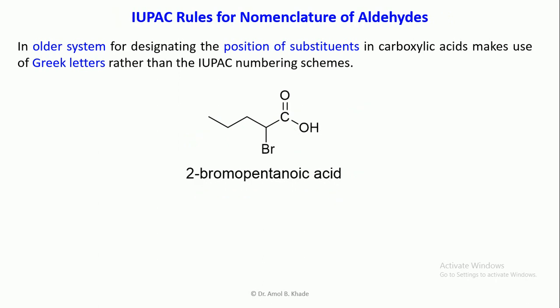So with that, can you name this structure? It is 2-bromopentanoic acid. This is the carboxylic acid carbon, so this carbon will be alpha, this will be beta, and so on. There are no other substituents here, so we are not supposed to write anything else. So how can we write it here? It will be alpha-bromopentanoic acid, the name for this structure using the Greek letters for locating the substituents.